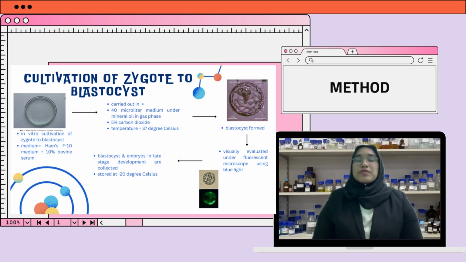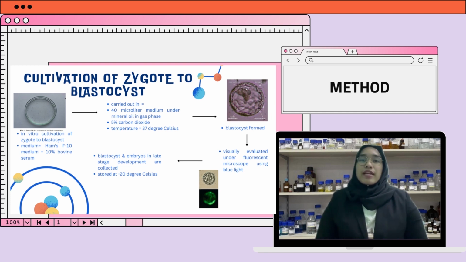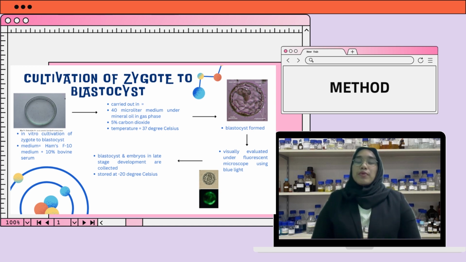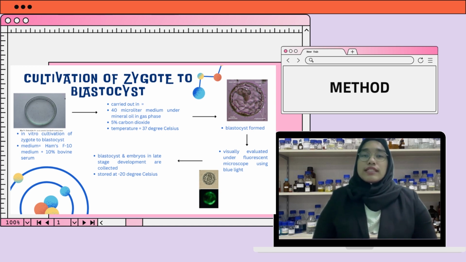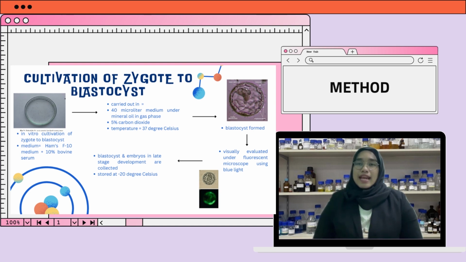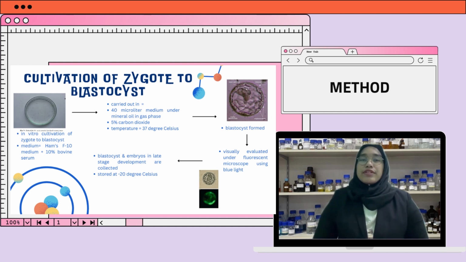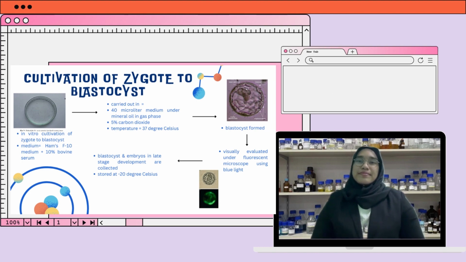Cultivation of zygote to blastocyst. The cultivation of zygote to blastocyst will be done in vitro in optimal conditions, causing the blastocyst to be formed. The blastocyst will then be collected and observed under a fluorescent microscope using blue light. This is to observe the condition of the blastocyst. Next, the blastocysts and the embryos that are in the late stage of development will be collected and stored at -20 degrees Celsius for further usage.